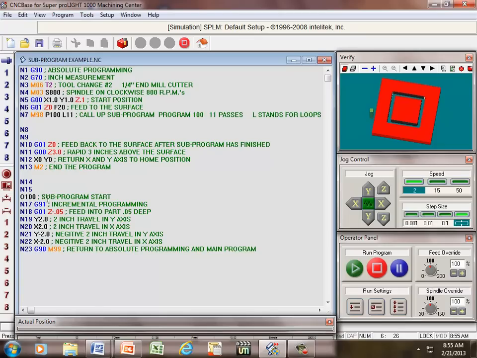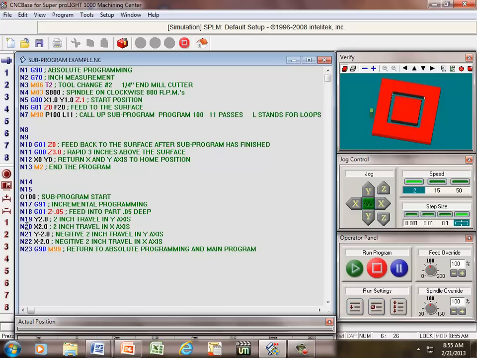Now, in order to do a sub program, we have to do this in incremental, which is a G91, which is point to point. So the next line under line 18 here, G01, Z is going down into the work, into the part 50 thousandths deep.